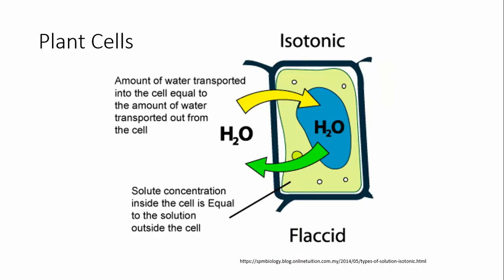When you have an isotonic solution surrounding a plant cell, you're going to have equal amounts of water entering and leaving the cell, and it's going to be mostly full of water. However, notice that there is a gap between the cell membrane and the cell wall. That gap makes the plant compressible, and we call that condition flaccid. When a plant has isotonic solutions outside of its cells, it is going to be wilted.